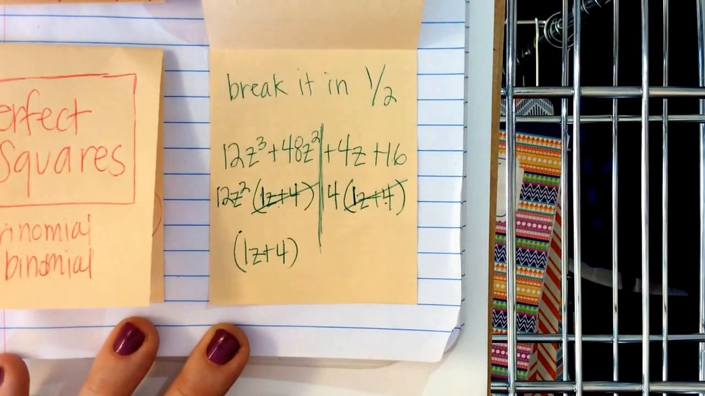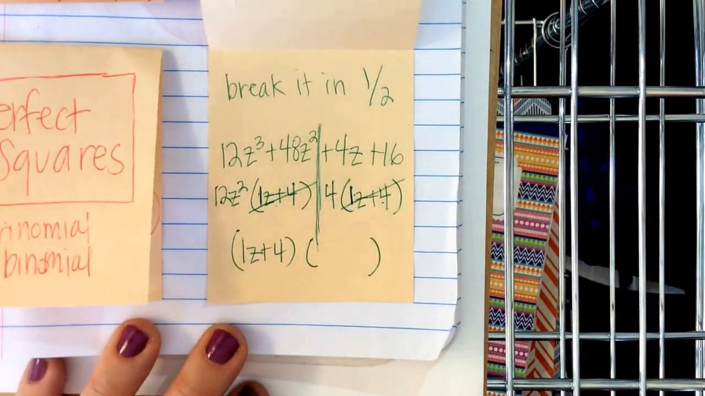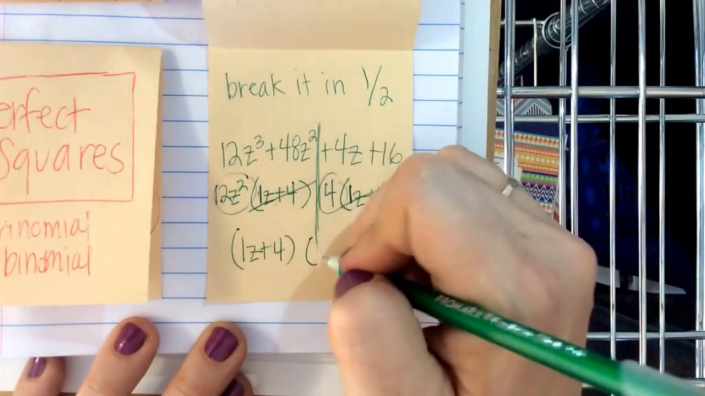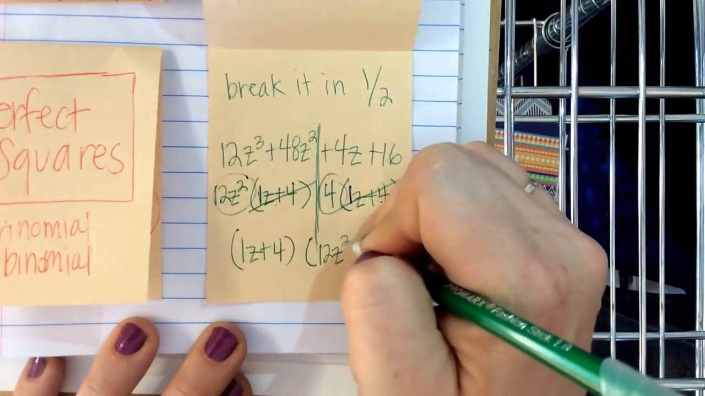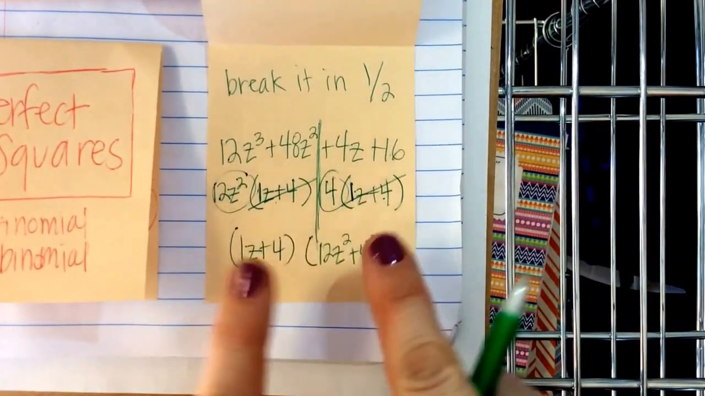What else do I do? I need another binomial, so where does that other binomial come from? The 4 is 12z squared plus 4. Could you put them in a different order? Yeah.